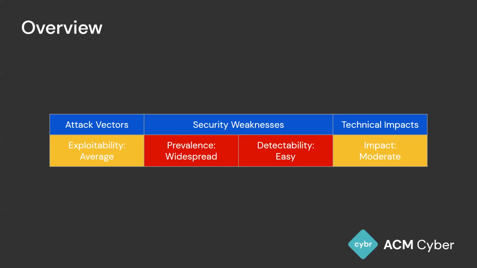So in terms of security weaknesses, it's definitely very widespread. The other thing is it's very, very easy to find. With these two factors combined, it's very common for attackers to take a look at a website, check if it's vulnerable to cross-site scripting, and then input a script tag or something to run cross-site scripting, right? And in terms of technical impact, it's moderate. So this is an overview of cross-site scripting.